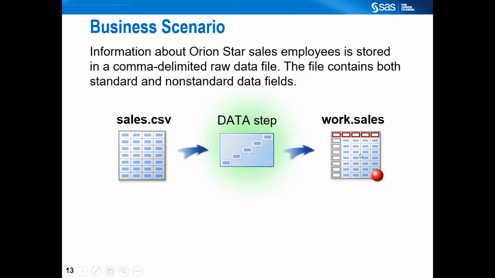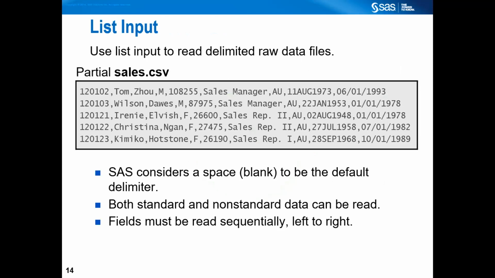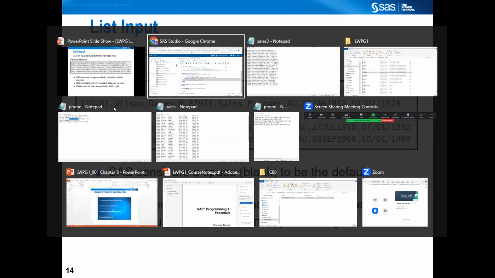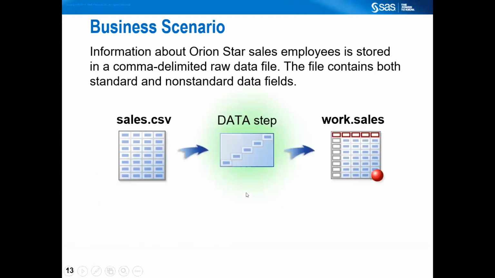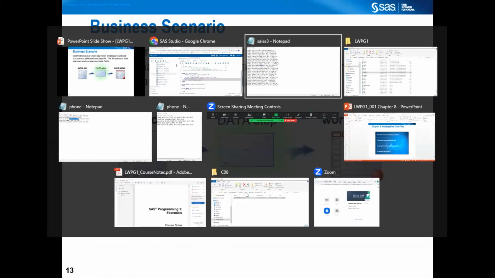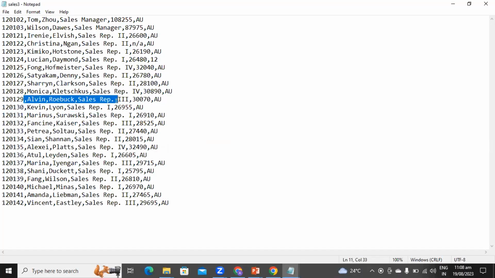Whenever we have to create a data set, we know we are going to use a data step, right? And what is the delimited file, or the raw file, which we are using? The name is sales.csv. Now, what does .csv stand for? Comma separated values. We tried to open it, and it got opened for us in Notepad.